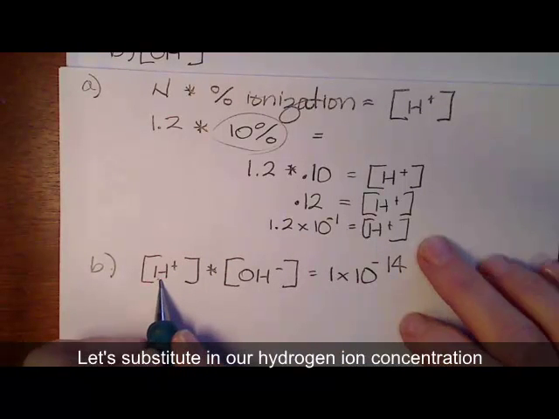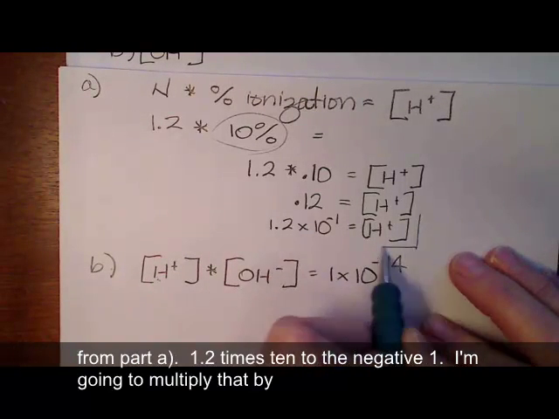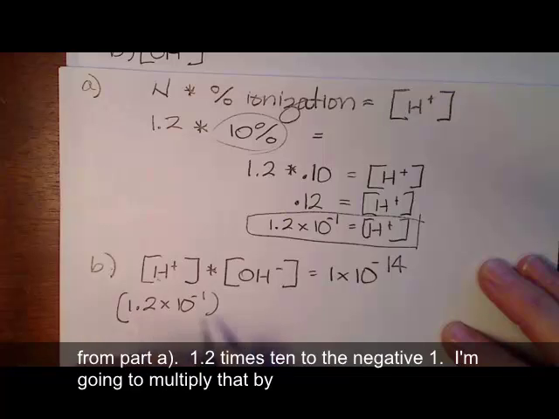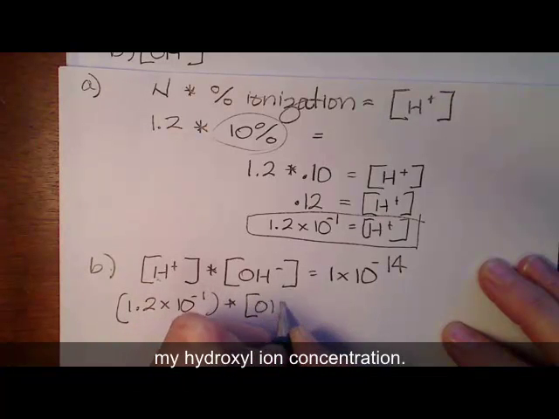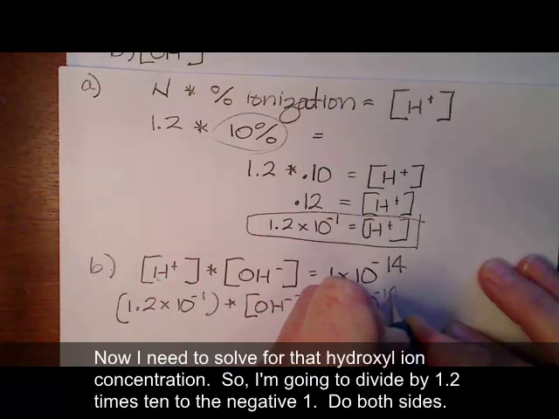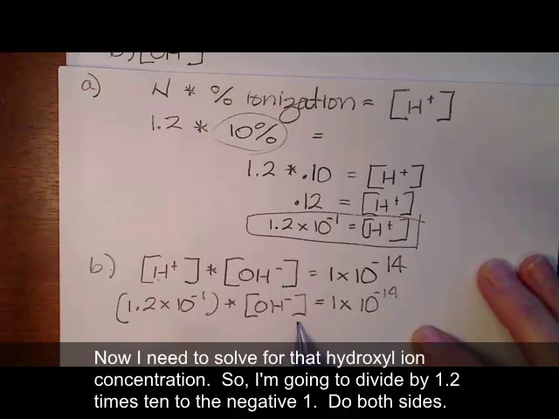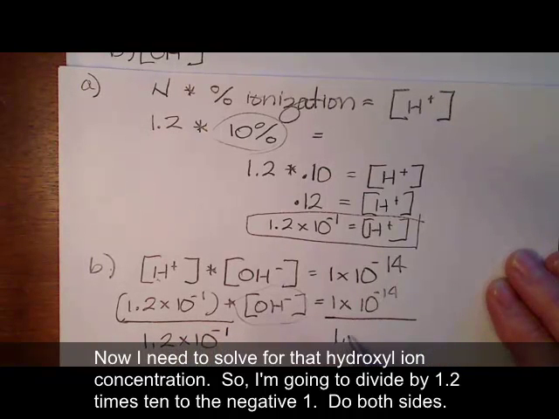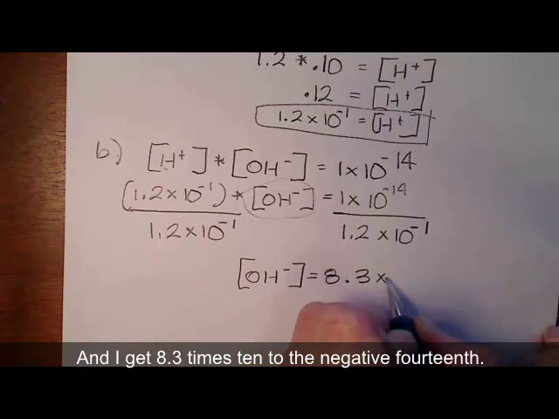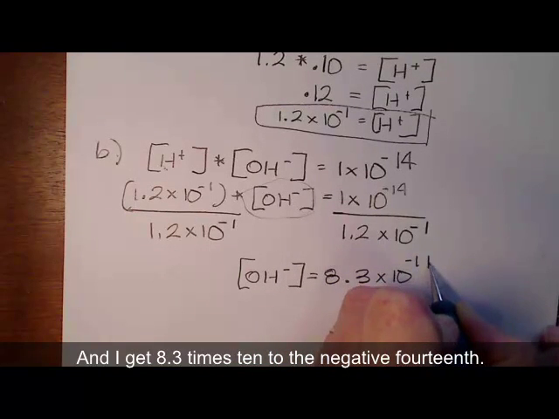So let's substitute in our hydrogen ion concentration from part A. So 1.2 times 10 to the negative 1, and I'm going to multiply that by my hydroxyl ion concentration. Now I need to solve for that hydroxyl ion concentration, so I'm going to divide by 1.2 times 10 to the negative 1 on both sides, and I get 8.3 times 10 to the negative 14th.